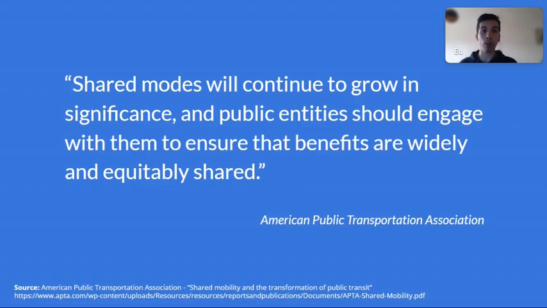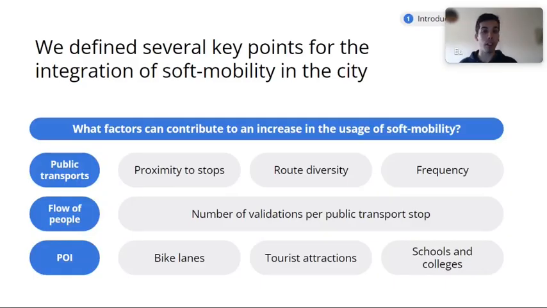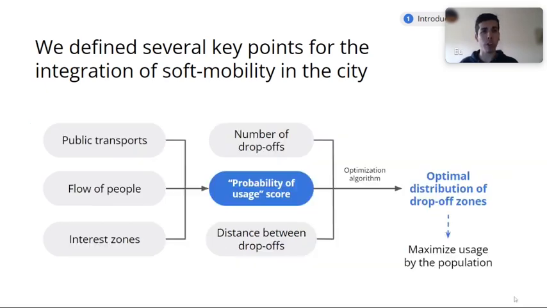So with this in mind, we decided to think about the main factors that contribute to the increasing usage of soft mobility, and we thought about the public transports, the flow of people, and the points of interest in the city. Using these three main factors, we decided to create a probability of usage score for each one of the zones in the city, and then with this create an optimal distribution of scooter drop-offs that can maximize the usage by the population.